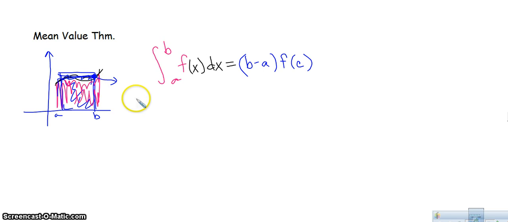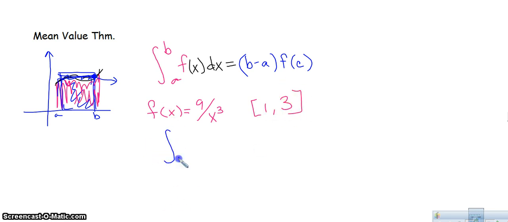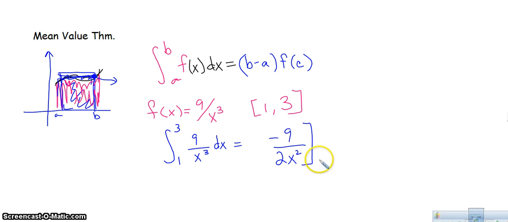So what you have to be able to do with that is, let's say you have this function f of x equals 9 over x cubed, and you're going to find the area between 1 and 3. Okay, so I'm going to integrate. If I integrate between 1 and 3 of 9 over x cubed dx, I end up with negative 9 over 2x squared. Then I use the fundamental theorem of calculus and put in 1 and 3. I put 3 in first, because that's what I do with the fundamental theorem, and then I put in 1, and that gives me 4, if you calculate that.